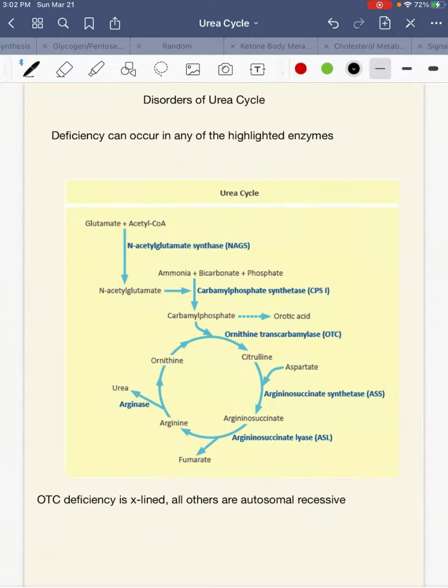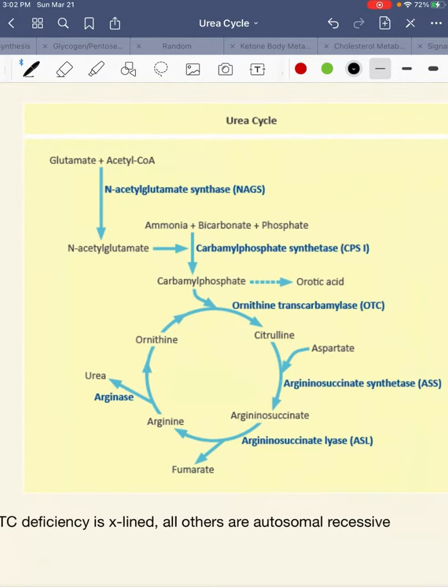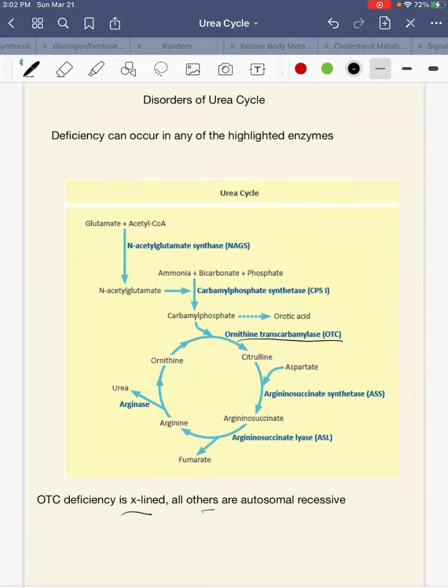Okay, let's talk about some disorders of the urea cycle. Basically, you can have disorders in any of the enzymes used in the urea cycle. All of them are autosomal recessive except for ornithine transcarbamylase, so OTC, and that one is X-linked. So deficiency can occur in any of these.